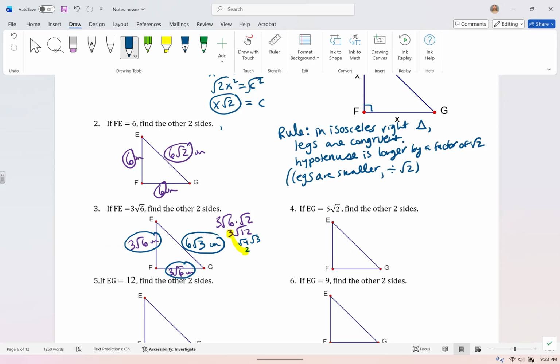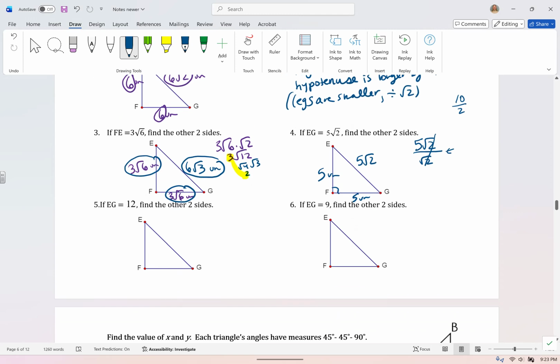Okay, EG is 5 root 2. Okay, so we want to get to the legs. We have to divide by root 2. How do you divide? If you want to divide by something, you could write the division sign, but a smarter choice is actually to put it over root 2. So this means to divide. If I've got 10 and I want to divide by 2, well, you put it over 2, and that gives you 5. In this case, it's a little uglier. We're going to take the original hypotenuse and put it over root 2. In this case, the root 2's cancel out, and your answer for the legs is going to be 5 units. Okay.